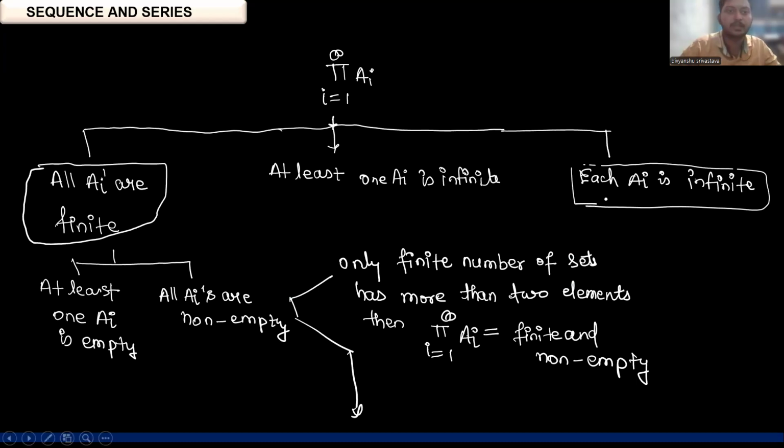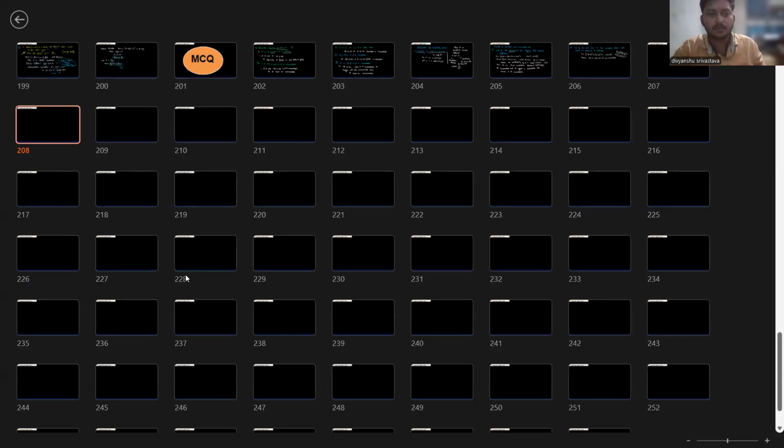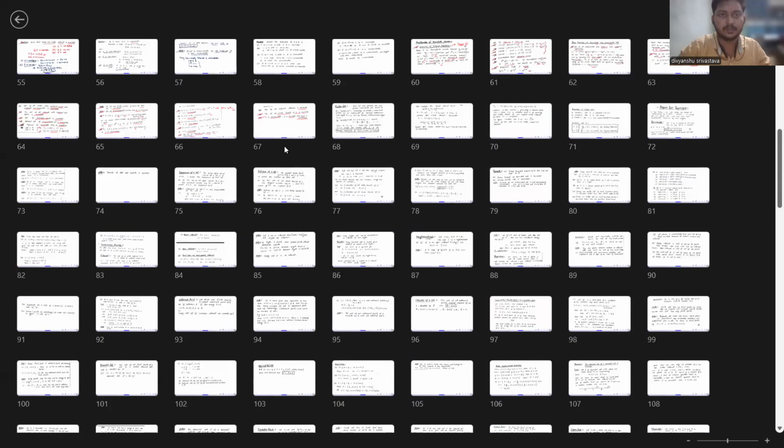So in this case, you get something new if you have a discussion of an infinite Cartesian product. If you have some infinite Cartesian product of sets, then we talk about it like this. So, coming to the topic. Okay, my topic today is Cartesian product and some point set topology.